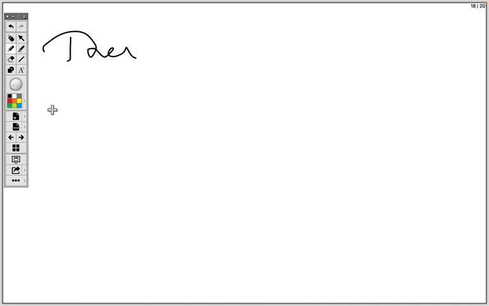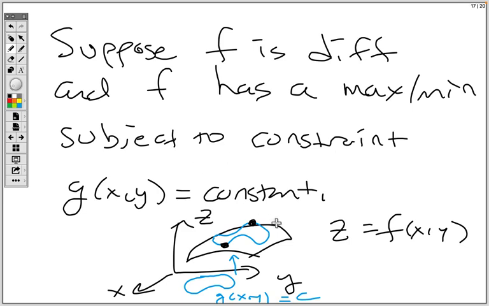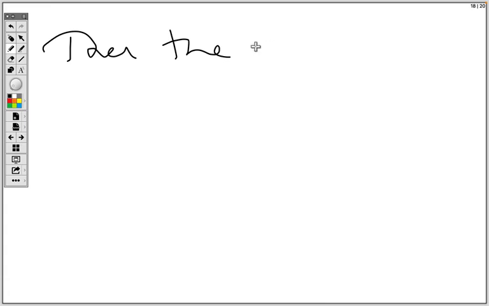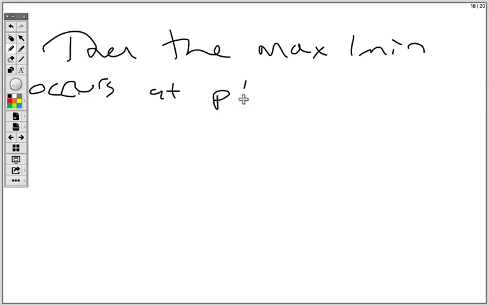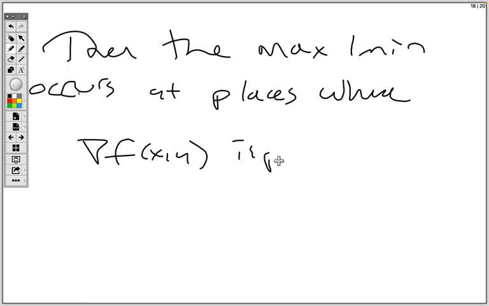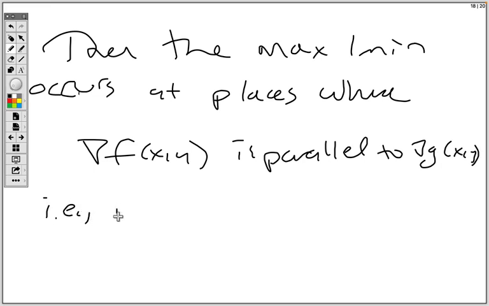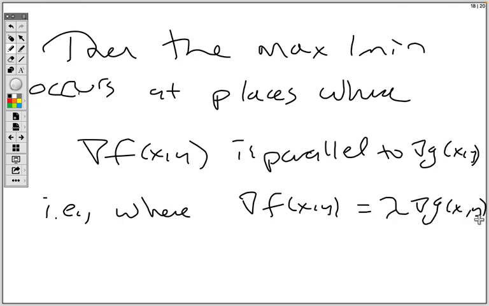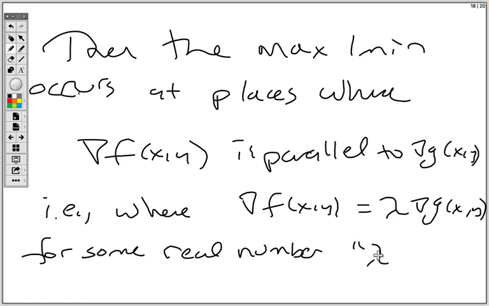Then the extreme value, so then the max or the min, occurs at the places where the gradient of f is parallel to the gradient of g, i.e., where the gradient of f is lambda times the gradient of g for some real number lambda. Okay?